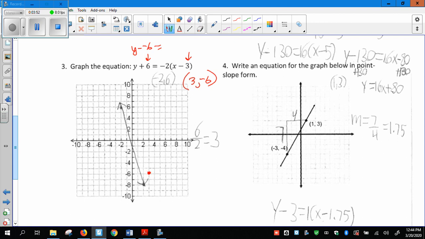And then from there, you're going to do your slope of negative 2. Put a 1 under that so you have a rise and a run. So that means you're going to go down 2 over 1. That would look like these points. All right?